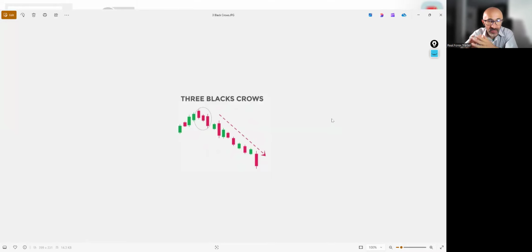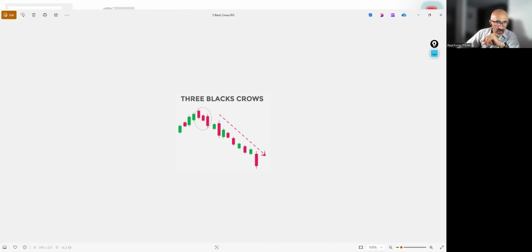Basically, the three black crows is a strong bearish reversal candlestick pattern that signals a shift from an uptrend to a potential downtrend. It consists, as you can see on the screen, of three consecutive bearish candles, each opening within the previous candle's body and closing lower. So this pattern forms lower lows and, of course, lower highs in every consecutive bearish candle. This pattern indicates that the selling pressure is increasing and buyers are losing control.